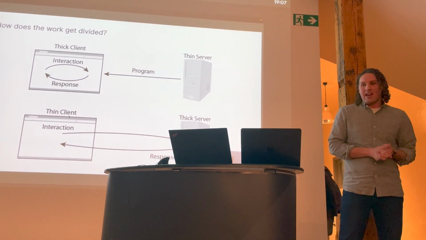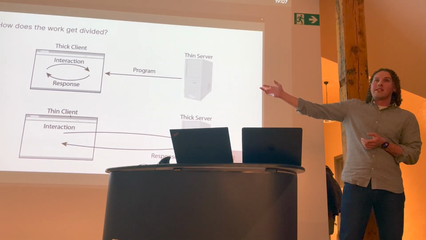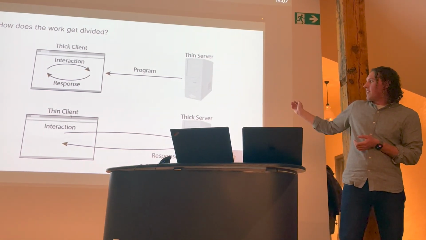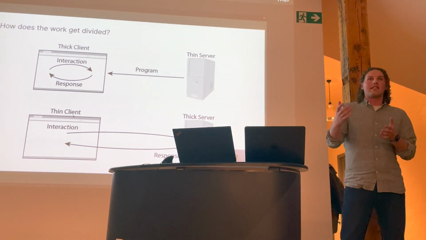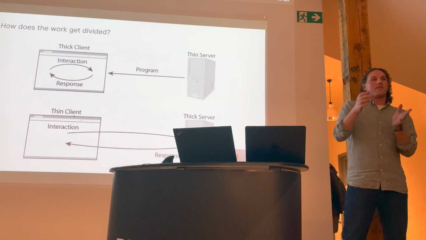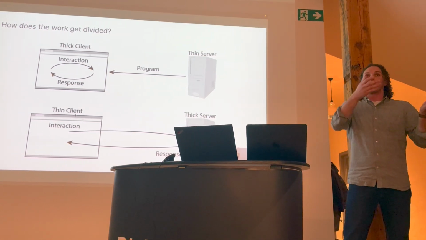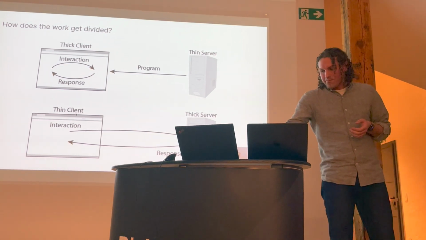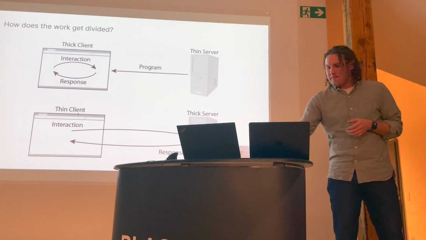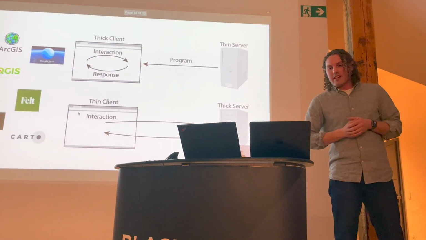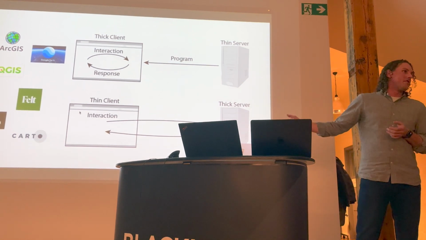You could have a thick client where the client is doing most of the work, or you could have a thin client and then a thick server, where the client is just passing along the inputs from the user to the server, and then the server is responding and the client is showing that to the user. And this isn't black and white, this really exists on a spectrum. But we can start to think about how various geospatial applications fall onto the spectrum.